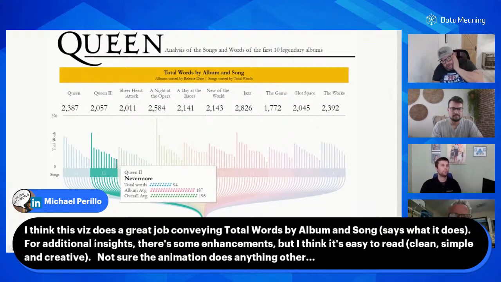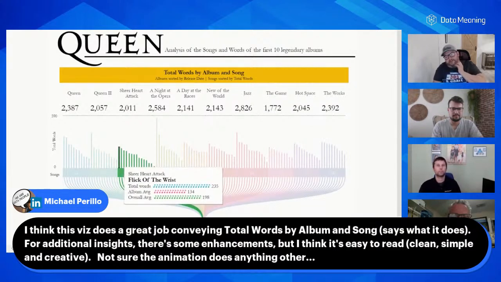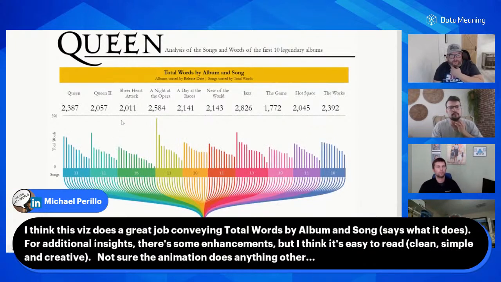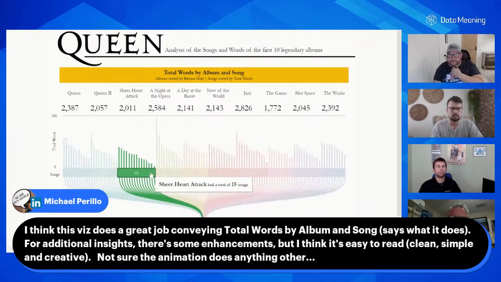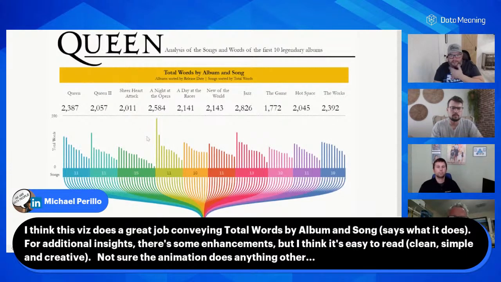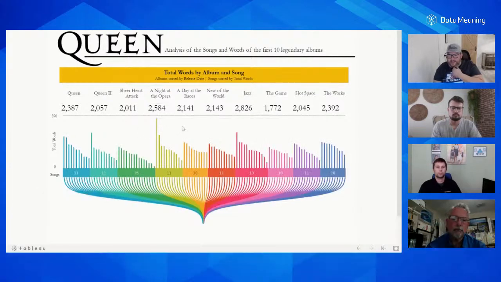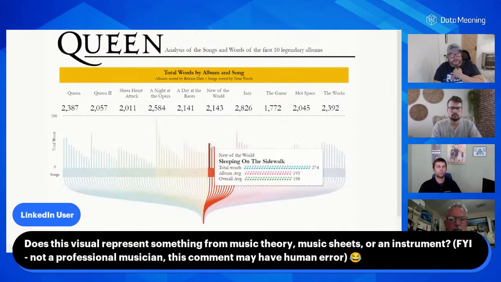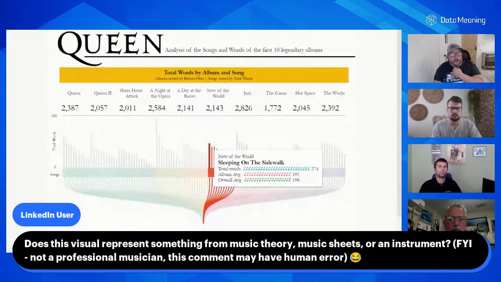Yeah, so Michael really liked this visualization. He said that the viz does a great job of conveying the total words by album and songs, says what it does, right? That's correct. For additional insight, there is some enhancement, but I think it's easy to read, it's clean, and he doesn't think the animation is needed. And there's someone from LinkedIn who said, does the visual represent something from music theory? That's right, maybe that's what I'm missing. Music sheet or an instrument? Like me, I'm not a professional musician, this comment may have some humor.